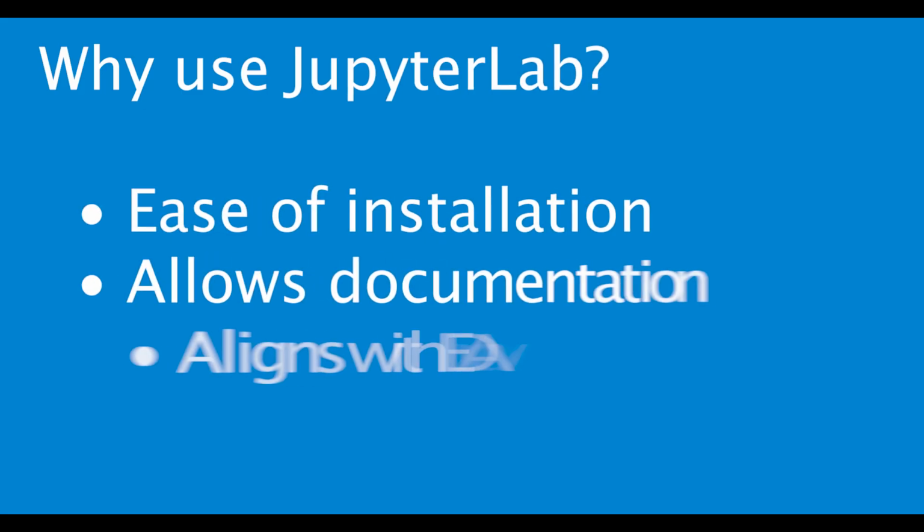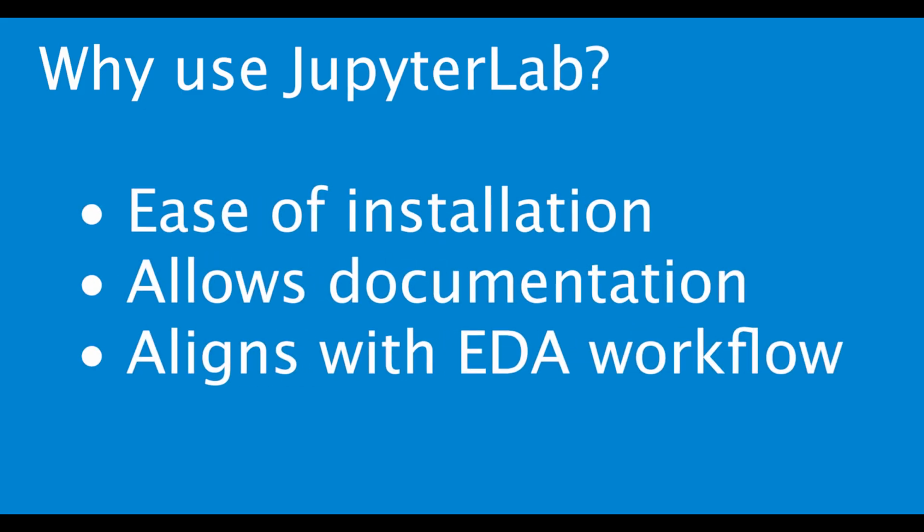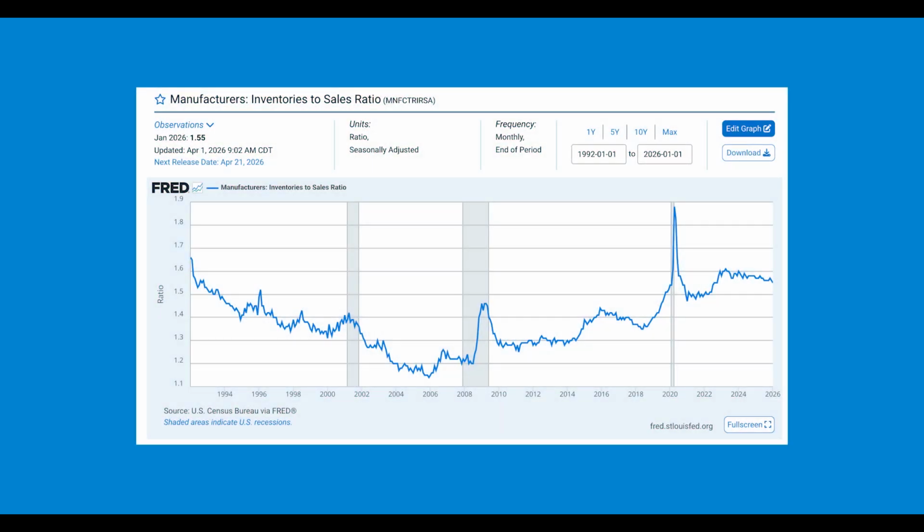We'll look at what makes JupyterLab a practical starting point, how it installs, how it handles documentation, and how it supports the kind of exploratory work that's common in business analysis. Along the way, we'll pull in a real-world data set from the Federal Reserve, the inventories to sales ratio. This is the kind of data that many businesses track. And by the end, we'll have a working chart all within the notebook. No CSV files, no manual downloads, just a few lines of code.